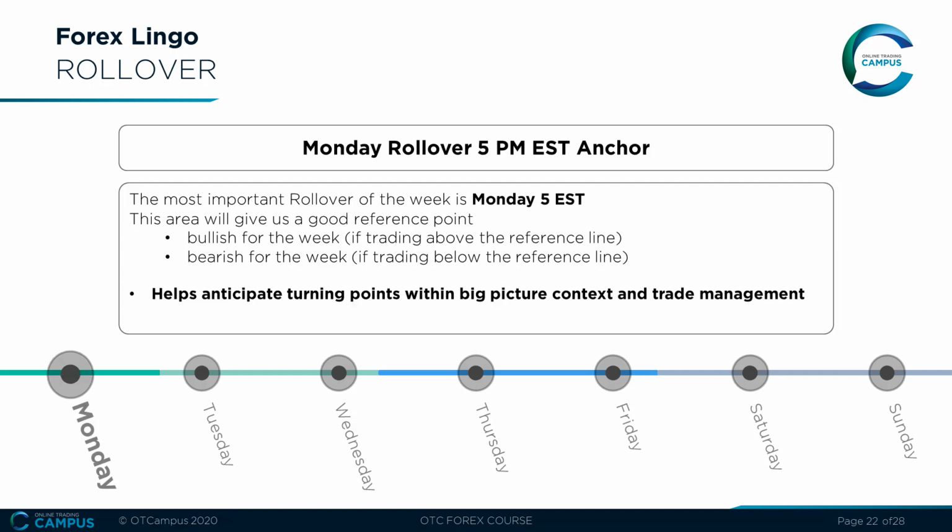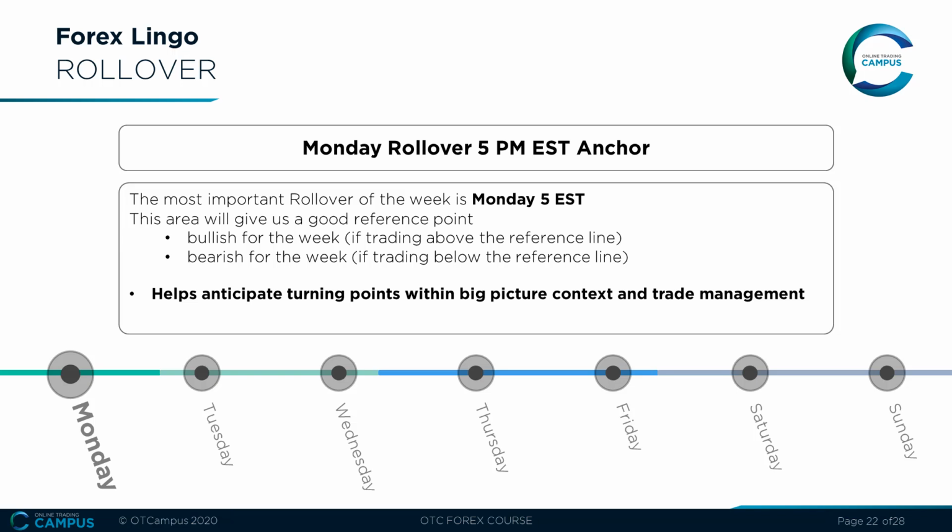Now here's a little nugget for you guys. The most important rollover of the week is Monday, 5 p.m. EST, because it represents the first closing price of the week in New York. This will give us a good reference point on whether the price at which a currency pair is trading at any point in time is either bullish for the week, if trading above the reference line, or bearish for the week, if trading below this reference line.